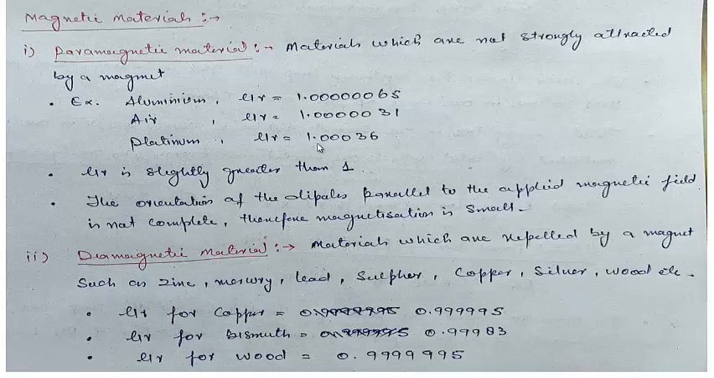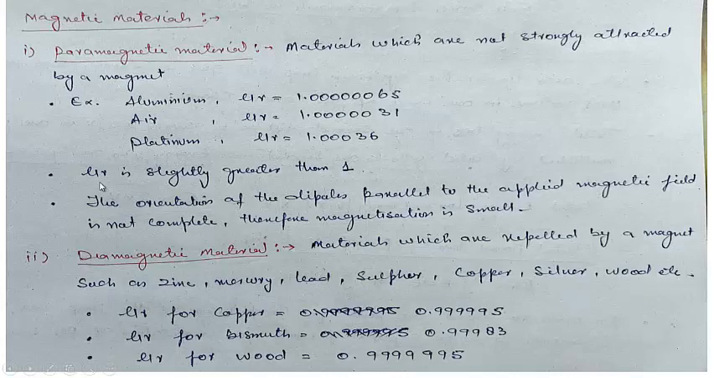any element or any material is paramagnetic, diamagnetic, or ferromagnetic. So its value will be equal to 1.00, and similarly for the other materials: air, 1.00000037, and platinum 1.0003.